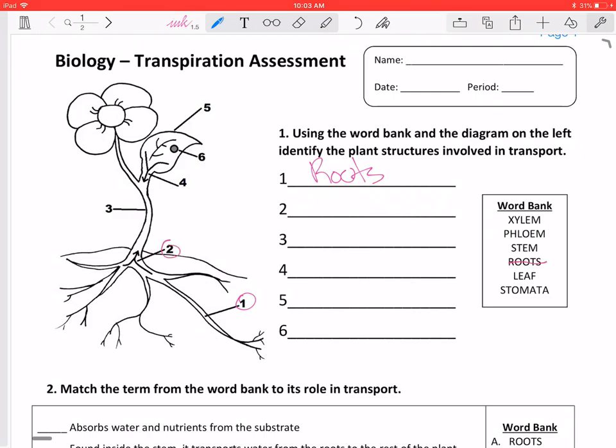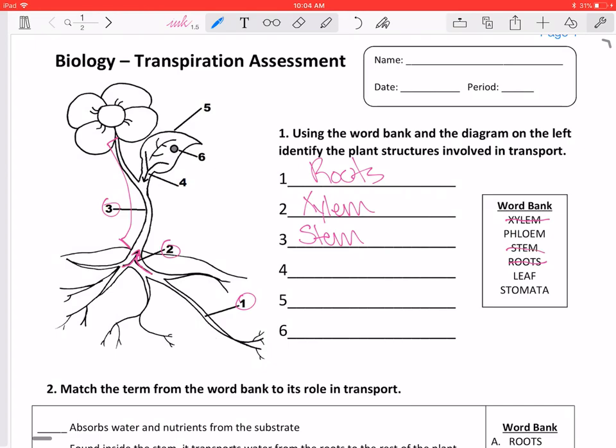Number 2. Okay, so number 2 is pointing towards this little arrow right here, okay? That's transporting substances up from the roots to the plant, and that's going to be our xylem. And then looking at number 3 here, okay? So that's just kind of this whole structure in general right here. That is the stem of the plant.